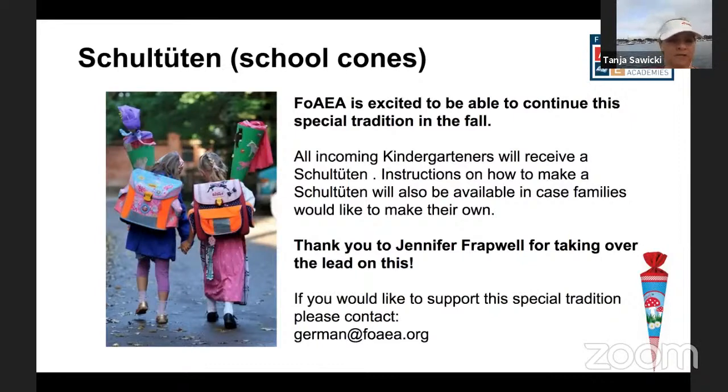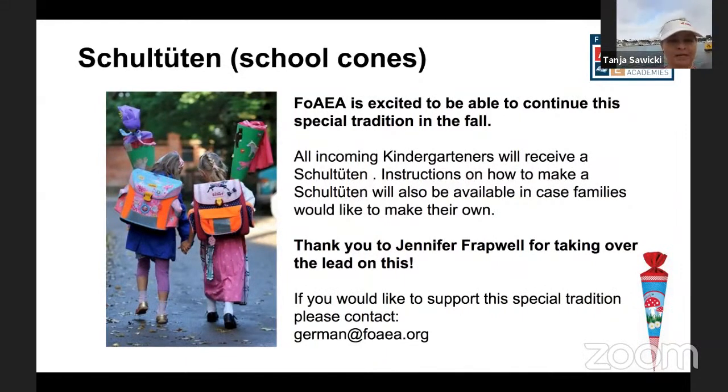And as I said, I'm very thankful and happy that Jennifer Frapwell is going to take that on and get that done for the summer. Of course, parents are still welcome to make their own Schultüten if they want, but those that don't, at least they'll know that their kids will have something from the school on that first day of school. All that information I'll be transferring over to Jennifer. So again, whoever takes that cultural liaison lead will get this in a nice package, including the lead.